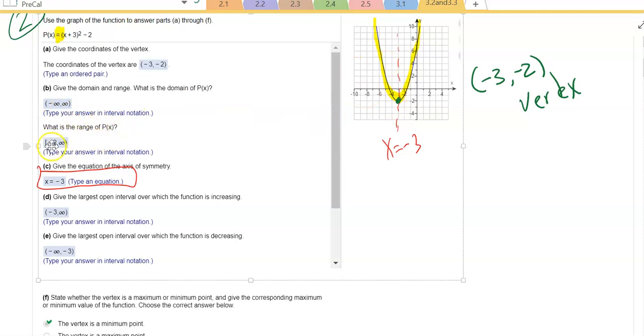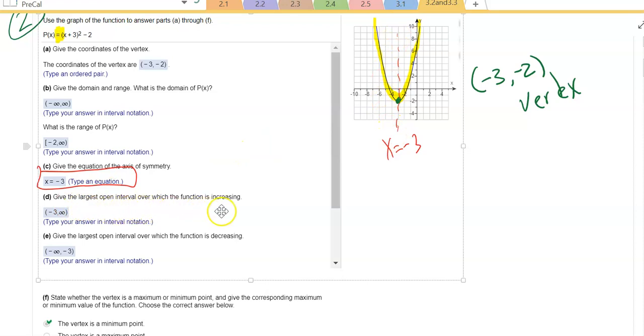Here, what is the range? Our lowest y value is here. It is negative 2. As you can see, it is a bracket, and we don't have a highest y value, so it goes up to positive infinity. The axis of symmetry, x, is equal to whatever this value is here in our vertex. So that is negative 3. It splits the graph in half, making it symmetric.